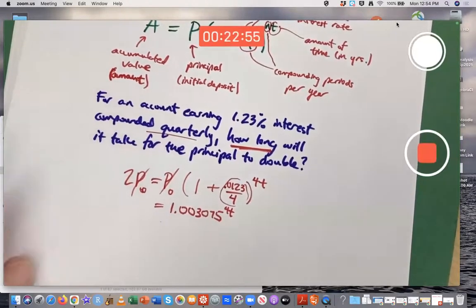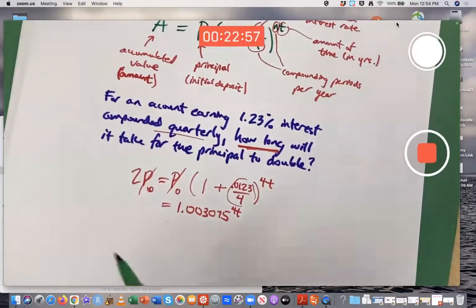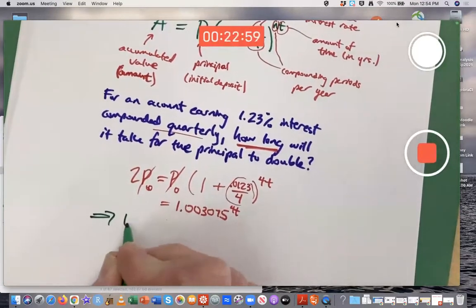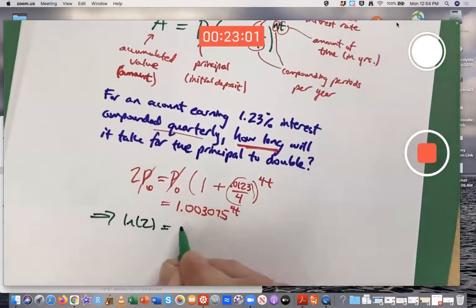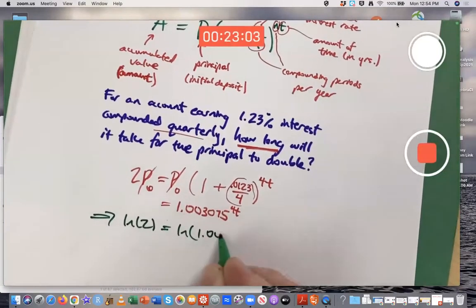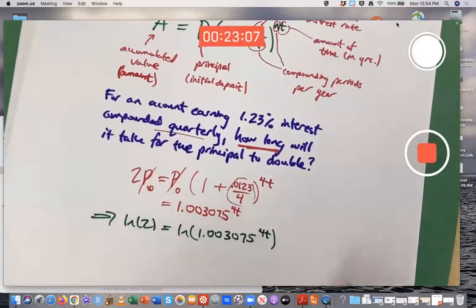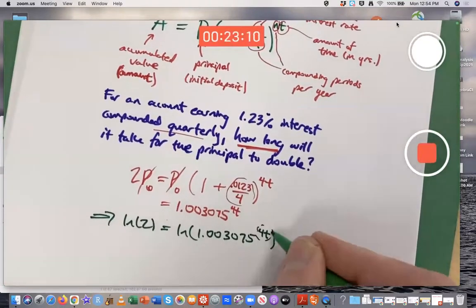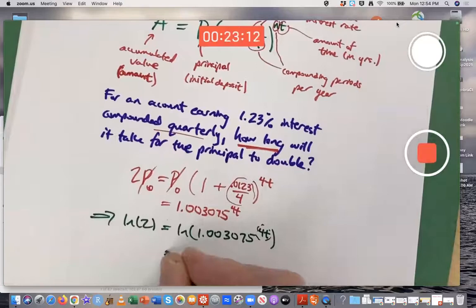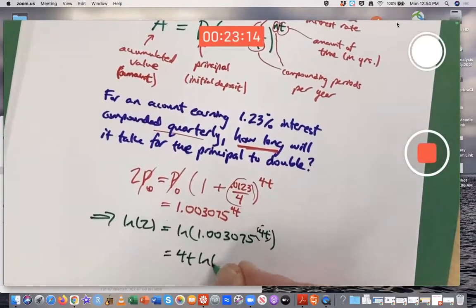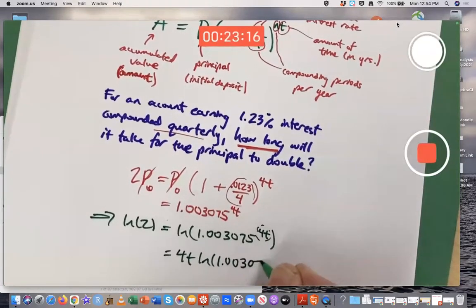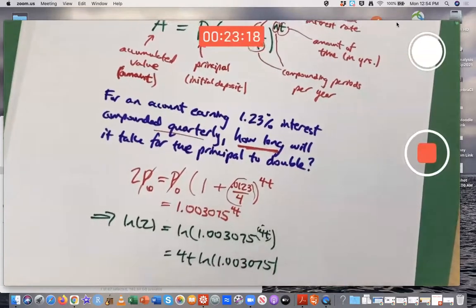I hinted at why last week. You may not remember, but take the natural log of both sides, ln. If you do it to one side, you got to do it to the other side. Then use a property of logarithms to bring that power here down in front. This is the same as 4t natural log of 1.003075. By the way, the properties of logs you should definitely know for the exam and even be able to prove.